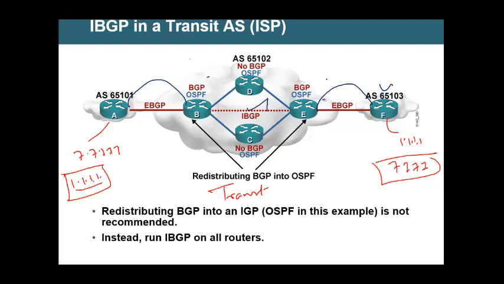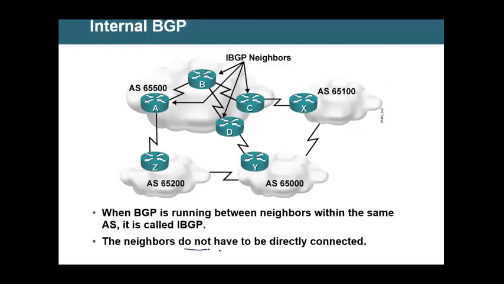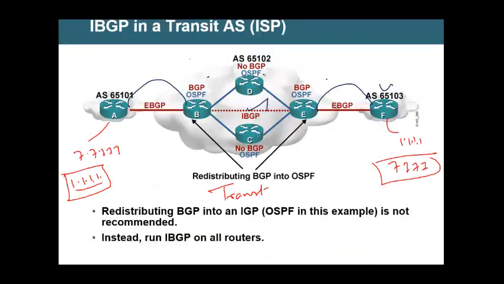Previously we learned that iBGP peers do not have to be directly connected. Look at this point. Internal BGP: do not have to be directly connected. So you see, B and E to form iBGP do not have to be directly connected. It is okay if there is no BGP on the D router and C router. Still you can form a neighbor. It is possible for us to have neighborship. How is it possible? I'll explain how.